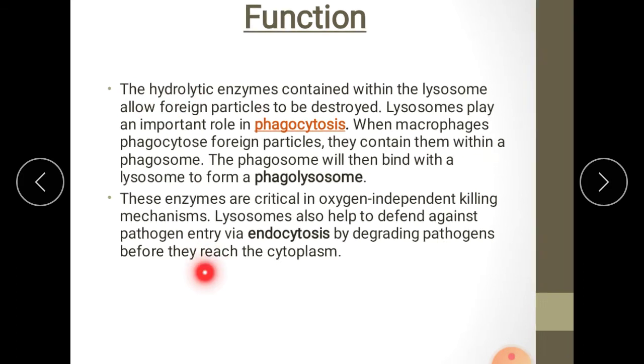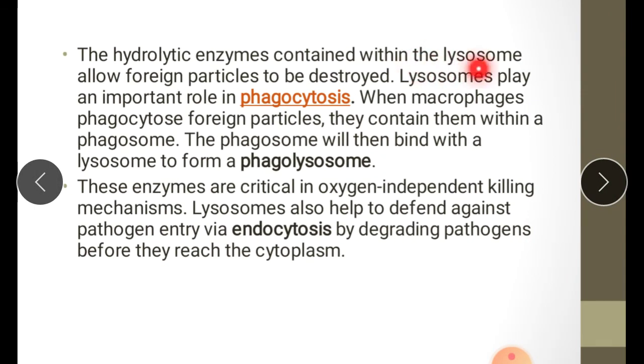Then, functions of the lysosomes. The hydrolytic enzymes contained within the lysosome allow foreign particles to be destroyed. So if a cell receives any foreign particle or foreign body, that would be mixed with hydrolytic enzymes of the lysosome. Thus, the foreign particle is destroyed. Lysosomes play an important role in phagocytosis. What is phagocytosis? Cell eating. Phagocytosis is a process by which cells eat foreign bodies. So by phagocytosis, cells kill foreign bodies with the help of lysosomes.